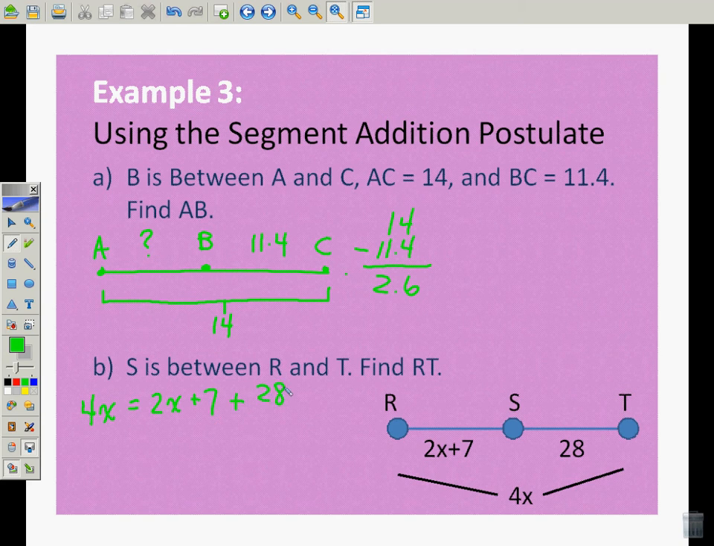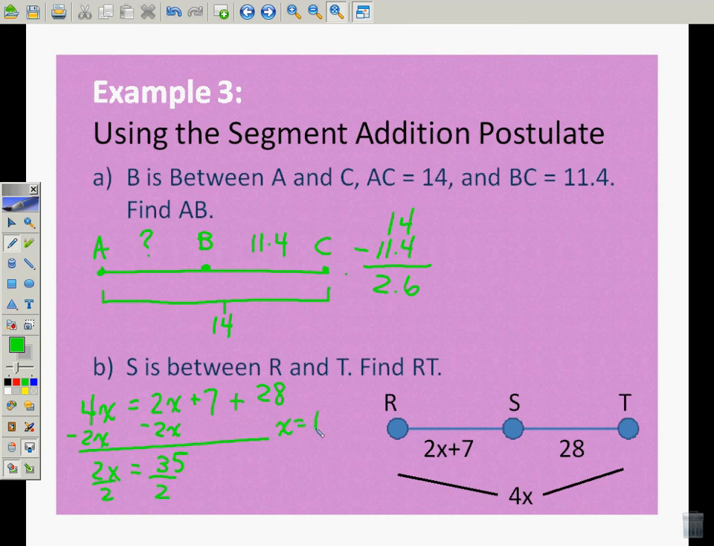This is algebra. Notice what we've set up here. So I'm going to solve for x. Subtract 2x from both sides. So I'll have 2x. I'm going to combine like terms over here. Is equal to 35. Okay? Divide by 2. Divide by 2. X is equal to 17.5. But what are they asking me?